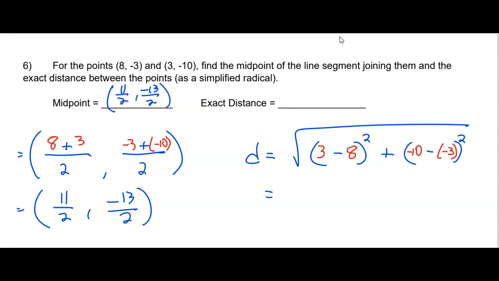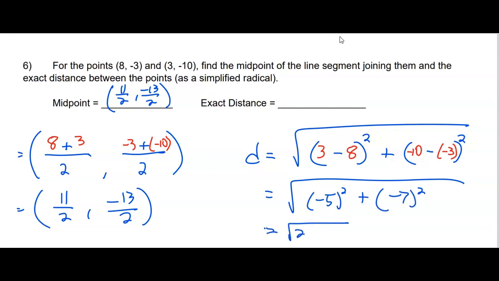The distance, we have the square root. 3 minus 8 is -5, quantity squared, plus -10 plus 3 is -7, quantity squared. That's the square root of 25 plus 49, which is the square root of 74.